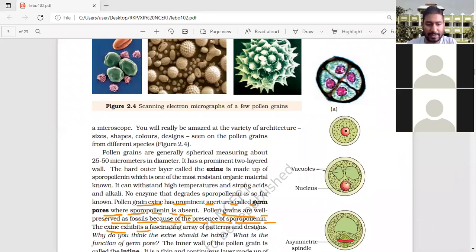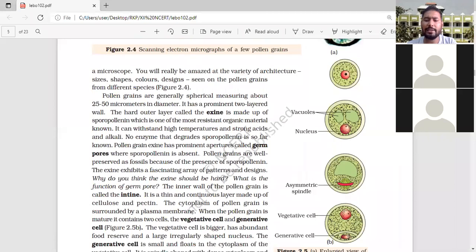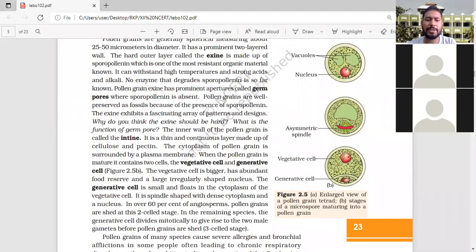The exine exhibits a fascinating array of patterns and designs. Why do you think the exine should be hard? Nature provided this for sustainability and durability. The exine is made up of the sporopollenin. What is the function of the germpore? The germpore is the site from where the formation of the pollen tube takes place.